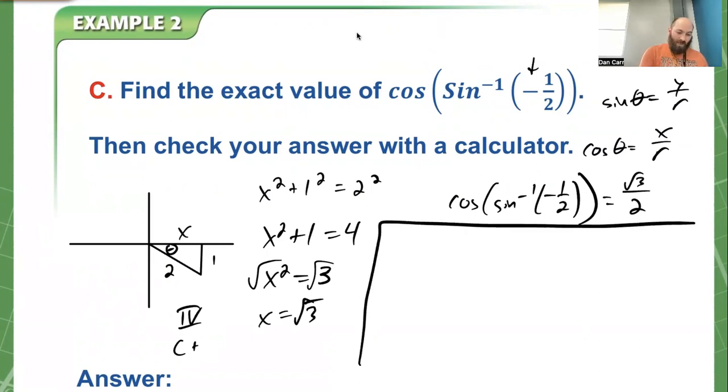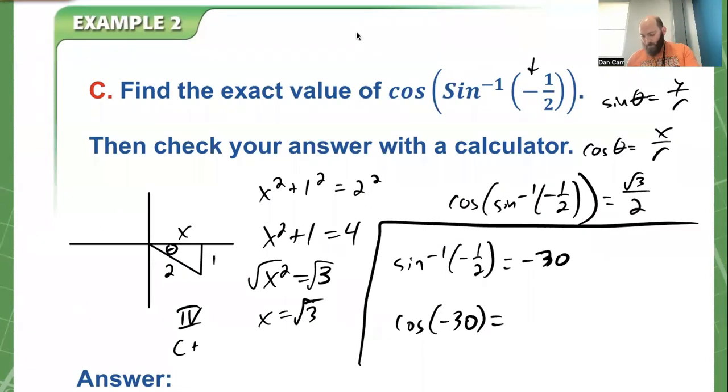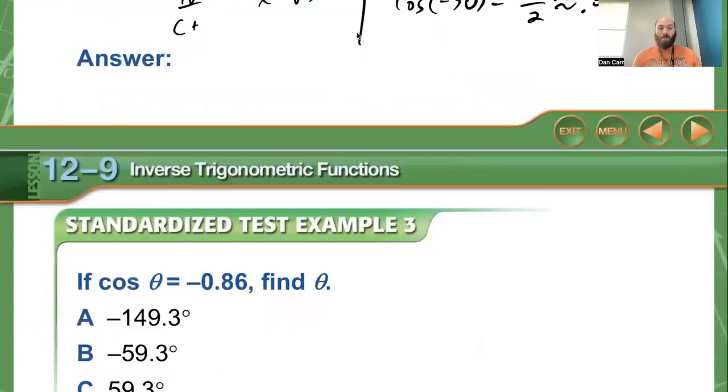Okay, so one last check of my calculator. If I take the inverse sine of negative 1 over 2, that comes out to negative 30. That is my special right triangle. And my last part is to take the cosine now of negative 30, and I get a positive root 3 over 2. Or as a decimal number, it comes out to 0.866. Okay, so that's it for our basic versions.